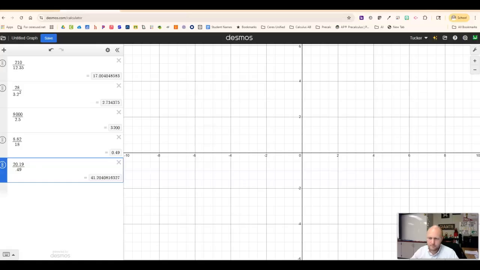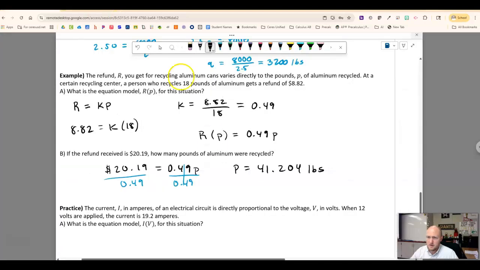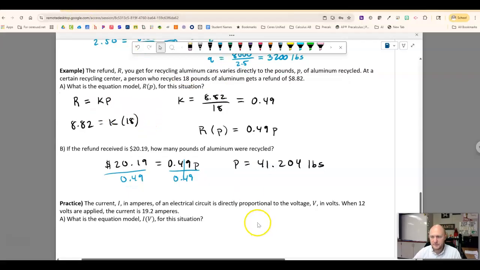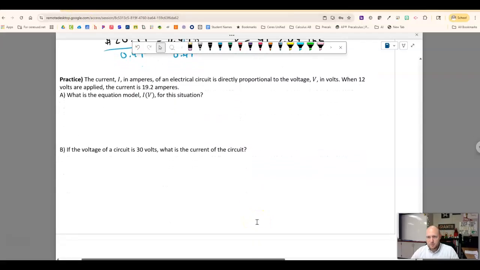Okay, perfect. So 41.204 pounds of aluminum is your answer. So that's direct variation. So notice the difference. We just multiply K times the variable rather than dividing it. All right, last practice problem here.